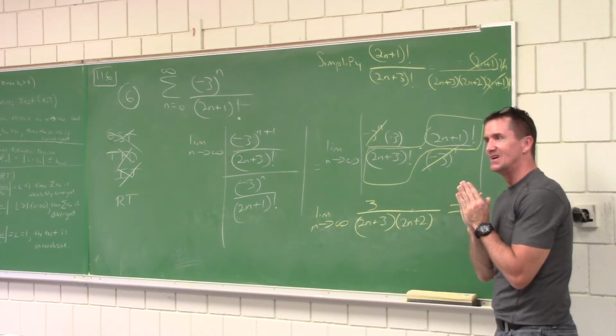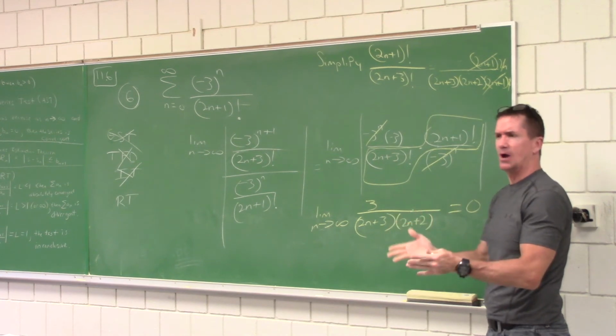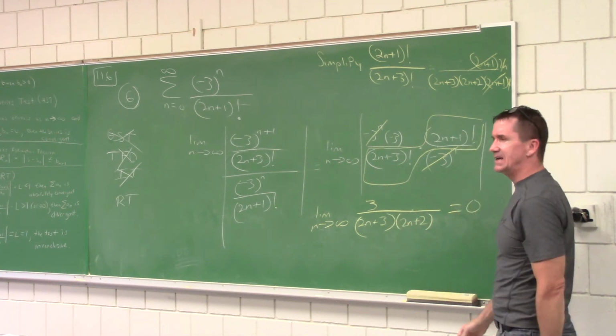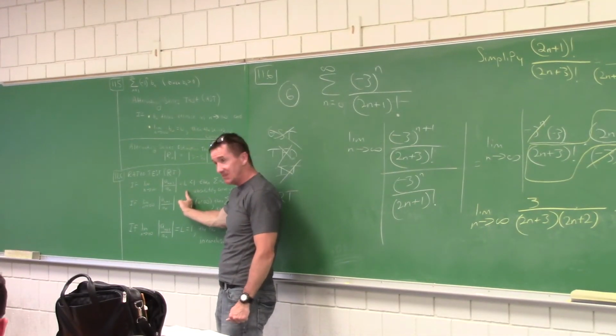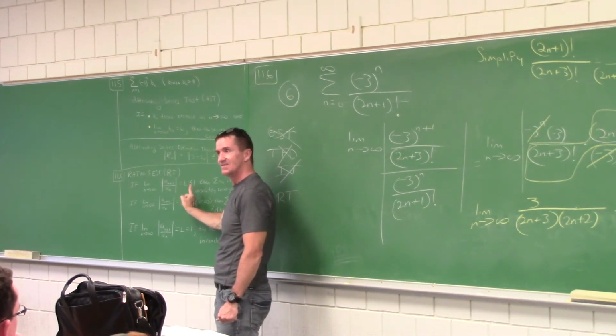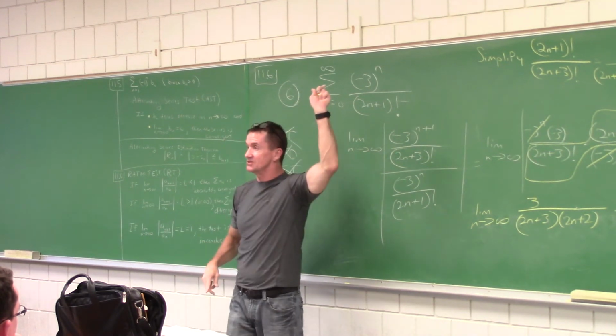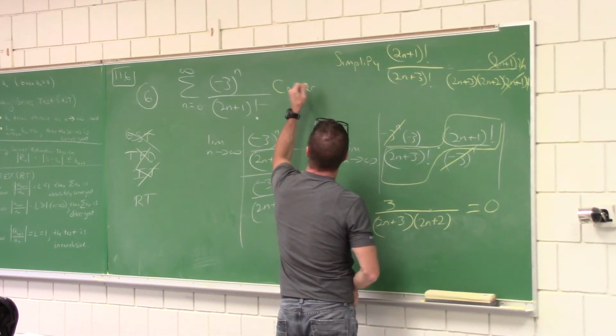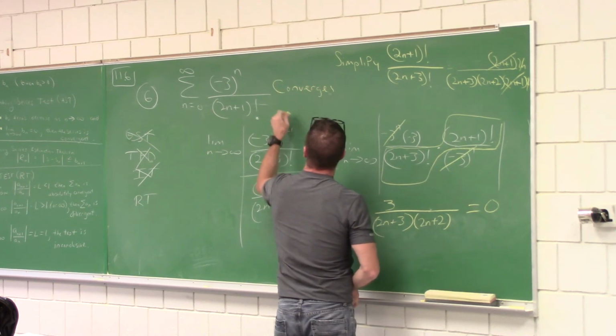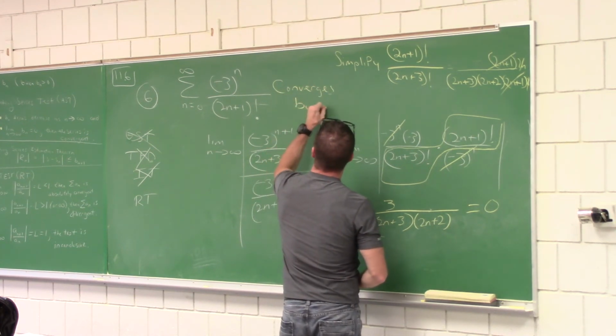Can I use the ratio test when you get a limit of 0? Yes, you can. That's throwing people off sometimes. They see the limit equals 0, and they say, I guess I can't use the ratio test. Of course you can. That limit is less than what? 0 is less than 1. Right? This series converges by the ratio test. I'll just put R.